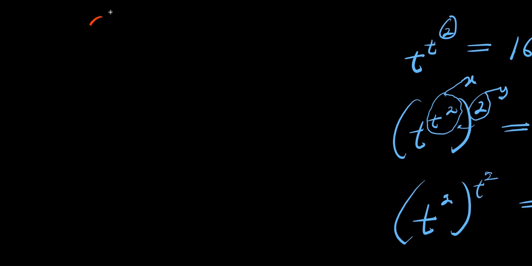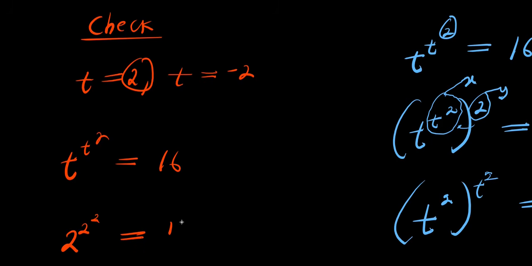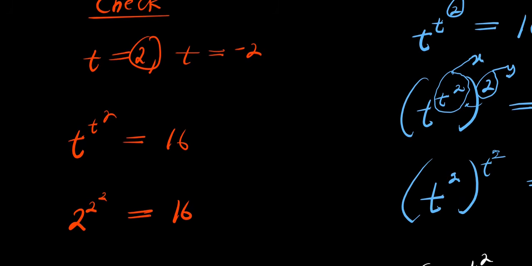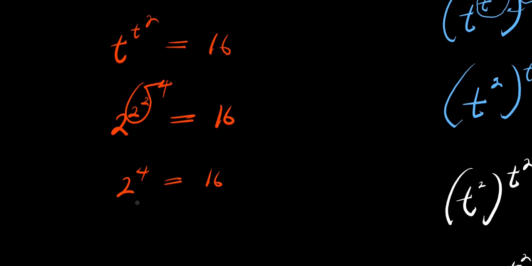So let's check by inserting these values for t. t equals 2, t equals negative 2, t power t power 2 equals 16. Let's start with when t equals 2. This will be 2 power 2 power 2 equals 16. 2 power 2 is 4, so I have 2 power 4 equals 16. And 2 to the power 4 is 2 times 2 times 2 times 2, that is 16. And this equals 16.